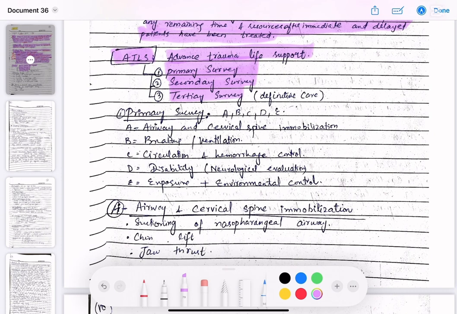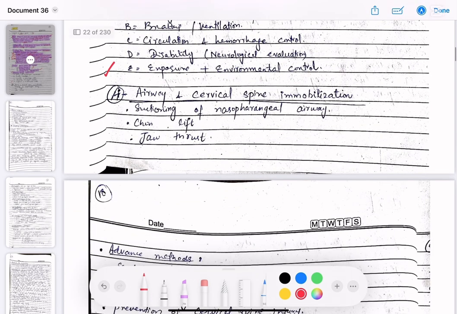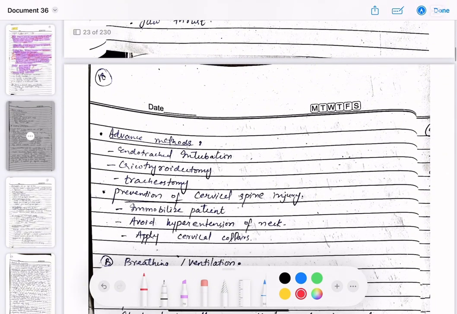Okay, advanced trauma life support. So we have the primary survey, the secondary survey, and the tertiary survey, and the tertiary care is the definitive care. Now the primary survey is A, B, C, D, E. This is very important, as it is asked in every question whenever treatment is asked. In an emergency, the primary survey, the airway, and cervical spine immobilization are the methods applied in every disease, so you should remember this.